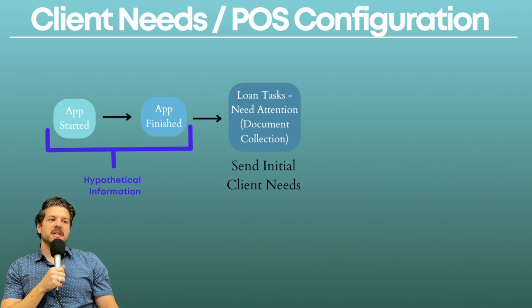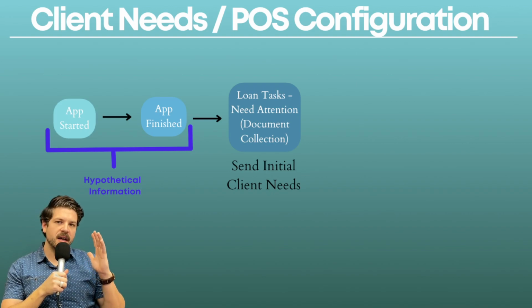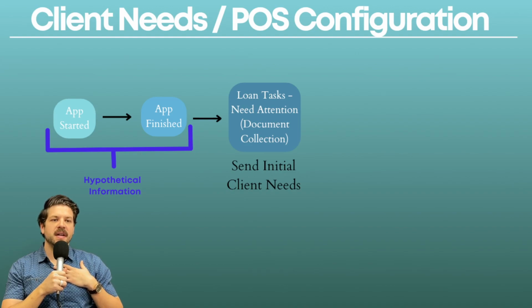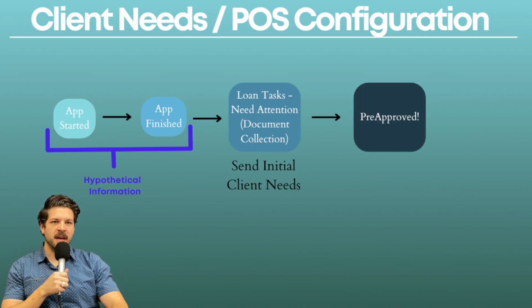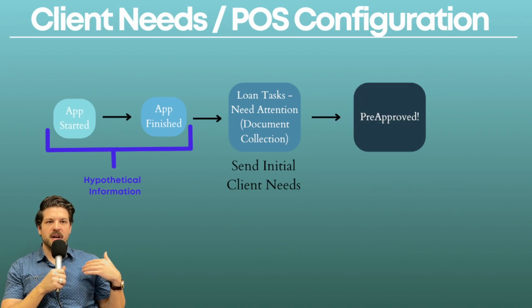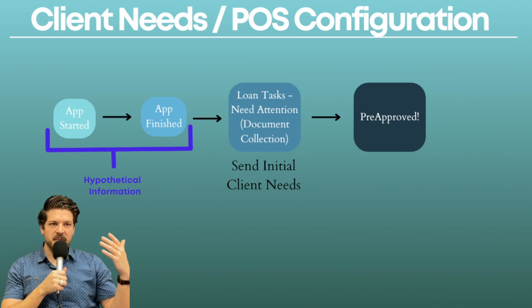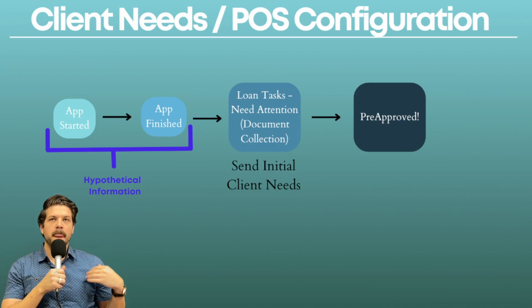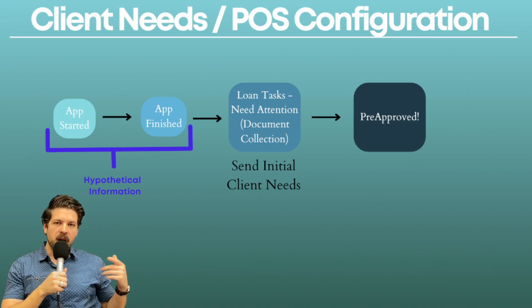Client needs and POS configuration. So basically, when a client fills out an application, the information they're putting there at first is really just hypothetical. And they'll say things like, I make a salary of $6,000 a month at XYZ company, and I live at 123 ABC Street. Generating client needs is a process that asks for documents based on the loan application. So, for example, your borrower claimed they're making $6,000 a month salary and they live at 123 ABC Street.